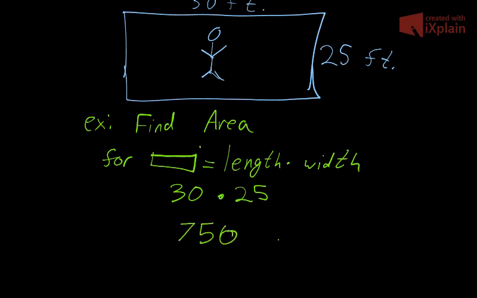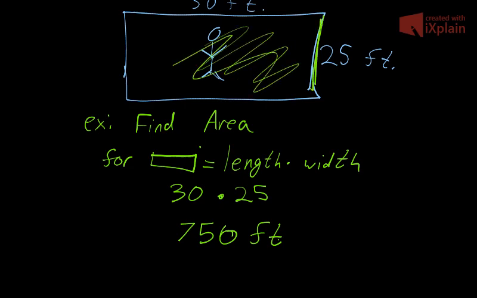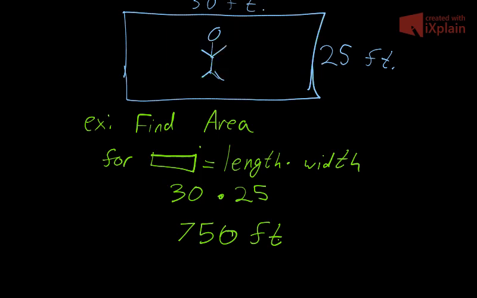My next question would be 750 what? And the answer, we had feet, so I'm going to write that down. But we went from having a distance, which was right here, to having an area. And the area is the entire inside of this. So if we went from having the distance to the area, I'm no longer going to be in feet, I'm now going to be in square feet.